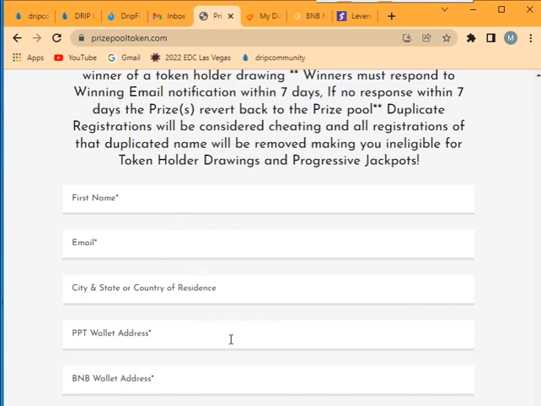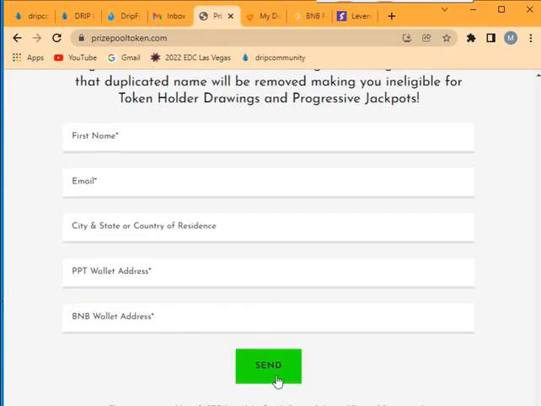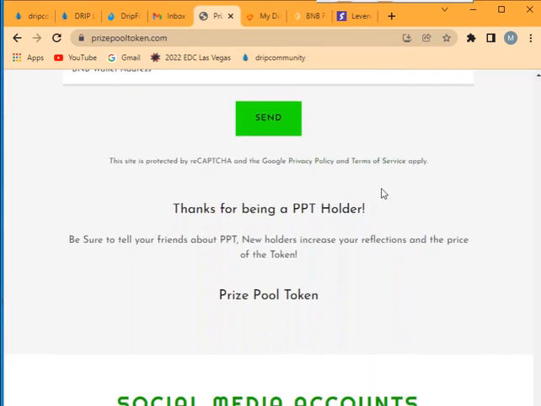I need your PPT wallet address when you do buy PPT or win PPT, because you are going to be paid to that address if you win tokens or BNB. The BNB wallet address should be the same, but I put it in there just in case. This information here is just used to notify you if you've won a prize.